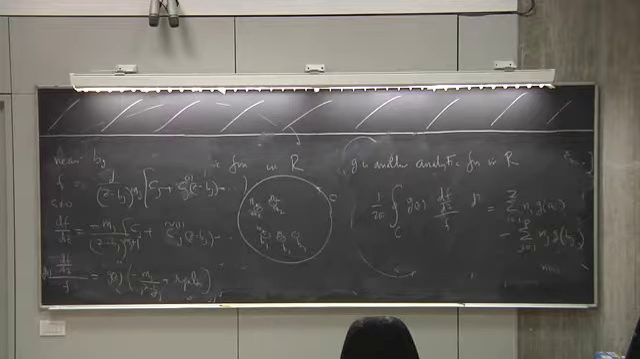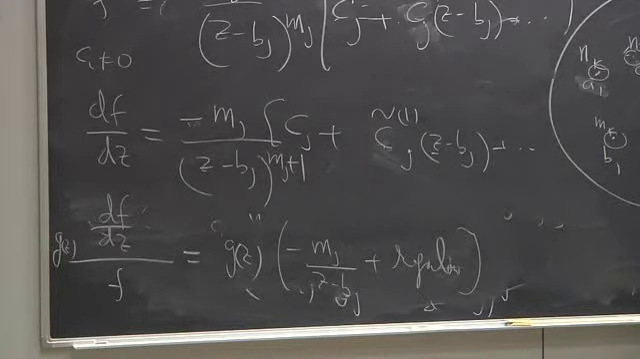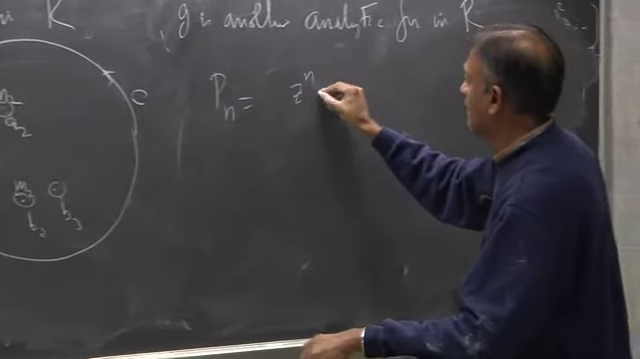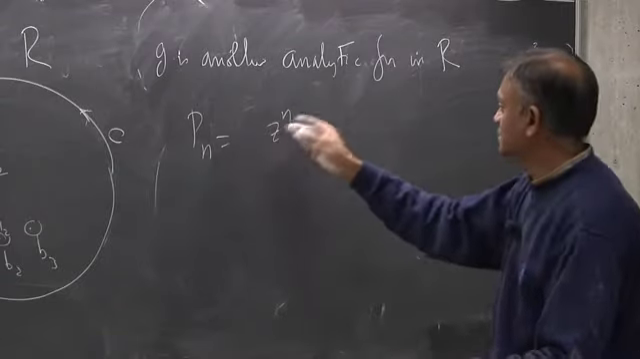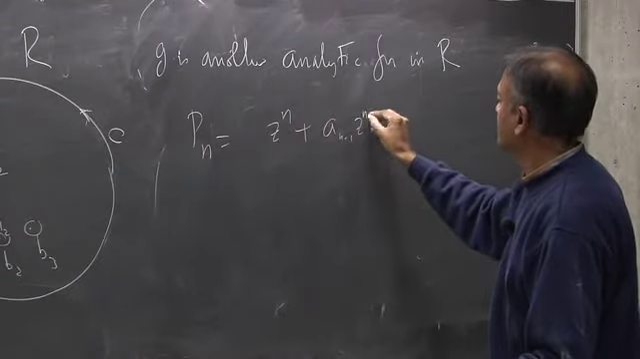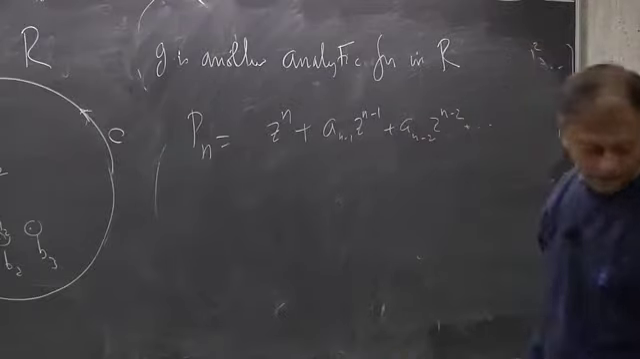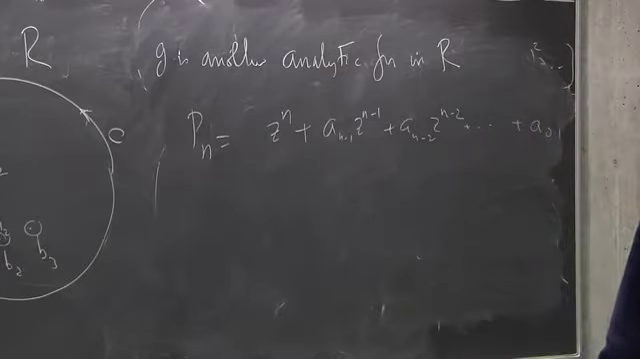Good. So once you accept this theorem, then I'm ready to prove what's called the fundamental theorem of algebra, that an nth order polynomial has n zeros. Okay, it's called the fundamental theorem. So consider an nth degree polynomial, which is of the type z to the n plus a n minus 1 z to the n minus 1, plus a n minus 2 z to the n minus 2, etc., all the way up to plus a0. So this is a general nth order polynomial, right.